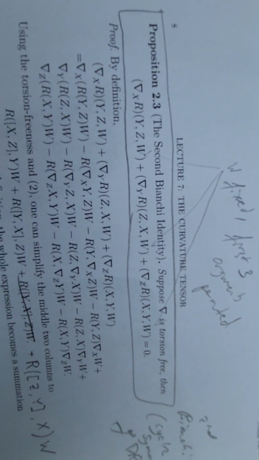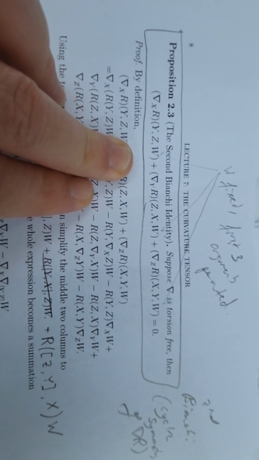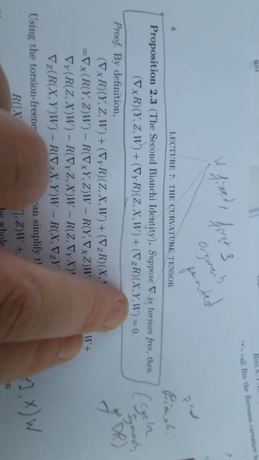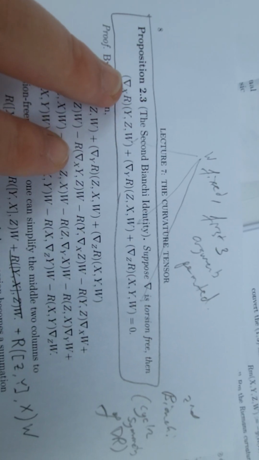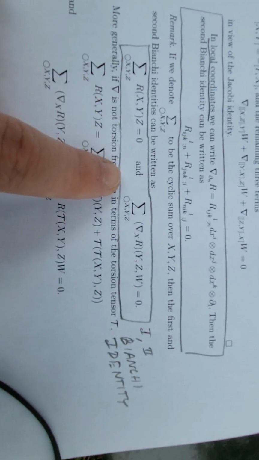And then we have the second Bianchi identity. This is different lettering than what I used. You can see this third component, W, is fixed here, and you're cyclically permuting over the first, second, and fourth entries of nabla R. This is written in local coordinates. I already showed you that. And then also, if you write these cyclic sums, we have the following identities, just in terms of the cyclic sums.